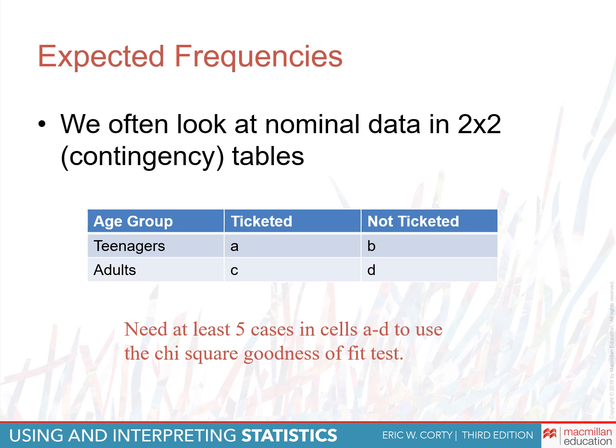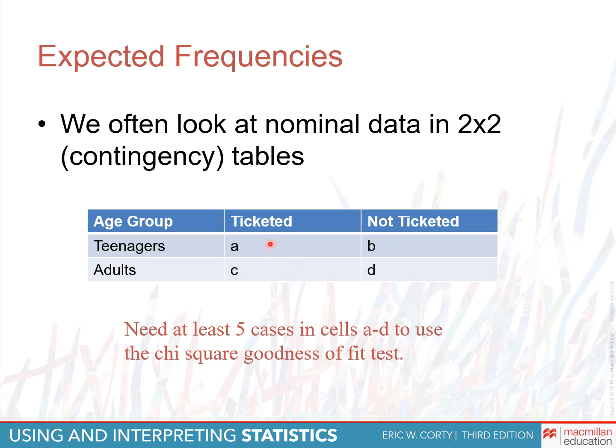You may wonder what I mean when I talk about expected frequencies. Typically, when we look at this nominal categorical data, we often look at it in what are called contingency tables or 2x2 tables. And we call them 2x2 tables because usually you have two categories for your independent variable, in this case, age group, teenagers versus adults. And then you usually have two categories for your dependent variable, in this case, ticketed or not ticketed. And so within those tables, you usually have 4 cells, which I've labeled here as A, B, C, and D.